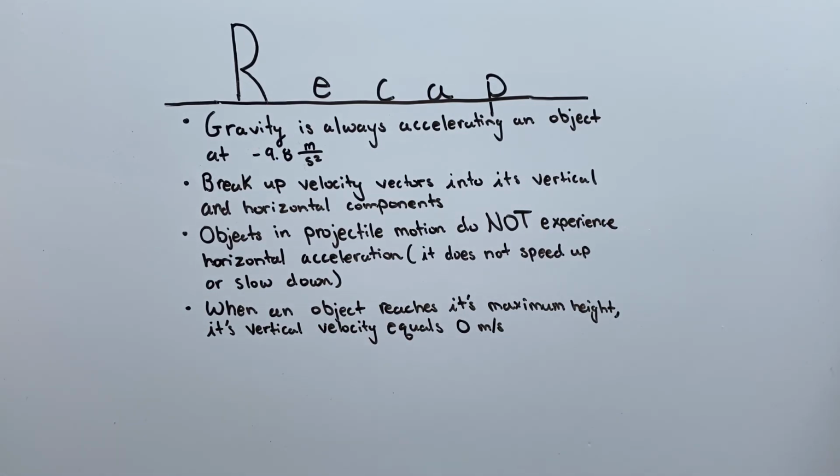Also, objects in projectile motion do not experience horizontal acceleration. Or in other words, the object in the horizontal direction does not speed up or slow down. It maintains a constant velocity. Lastly, when an object reaches its maximum height, the vertical velocity equals 0 meters per second.